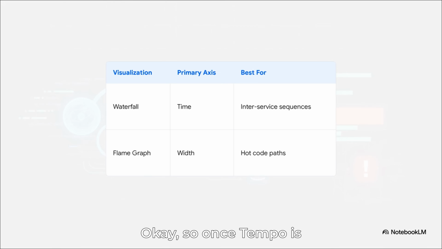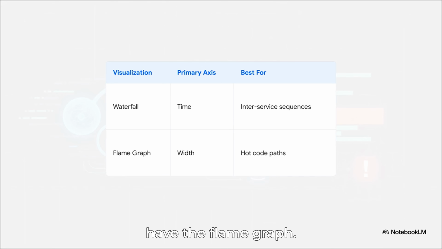Okay, so once Tempo is open, we're presented with two primary visualizations to help us hunt down our culprit. First, there's the waterfall view. This display spans chronologically. The horizontal axis is absolute time, which makes it absolutely perfect for seeing when things happen, spotting inter-service sequences, dependencies, or weird network delays.